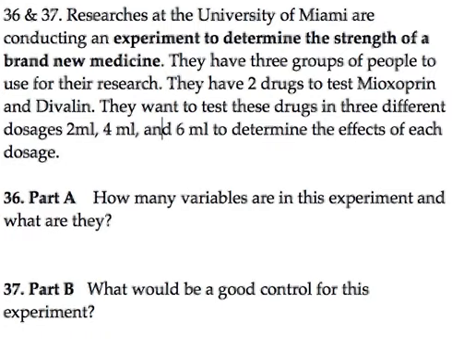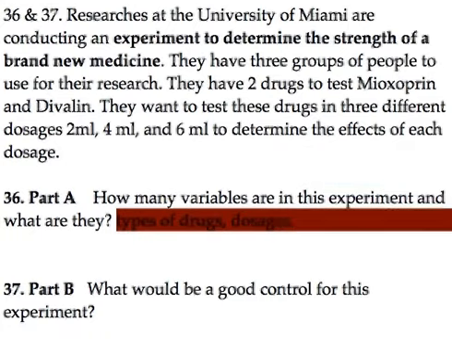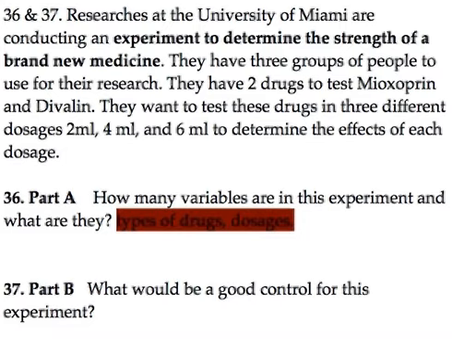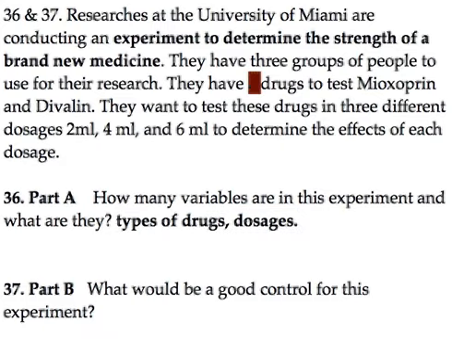So you know that there's two things they're testing: the different types of drugs and the dosages. So remember that when it doesn't say independent variable, and it says just variable, it's asking for the independent variable. How many variables are in this experiment? How many things are different within this experiment? You can see that there's only two here. Types of drugs is one, and dosages is another. You see here it says they have two drugs to test.